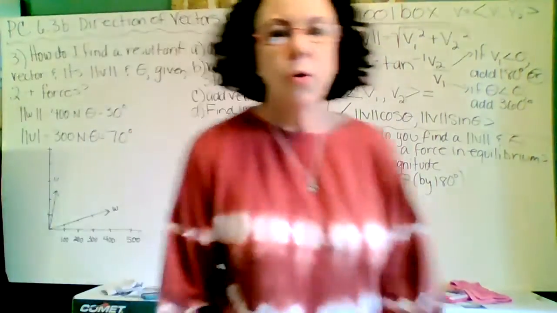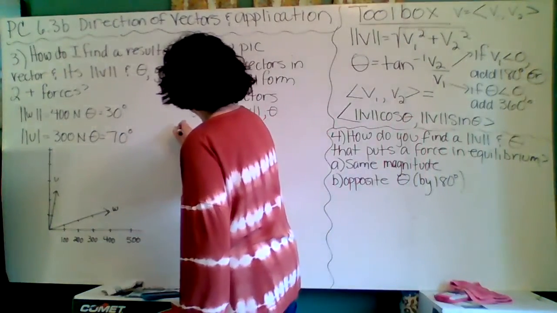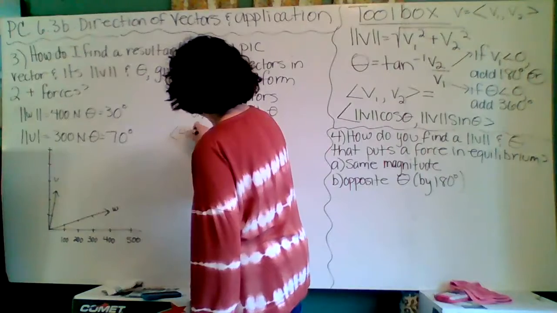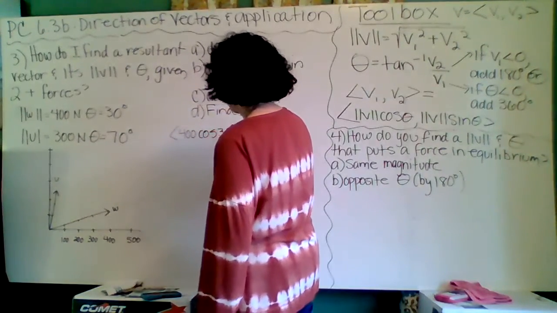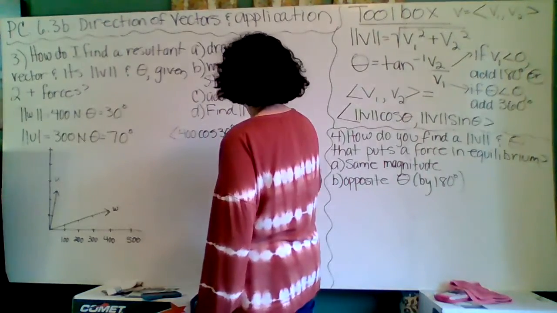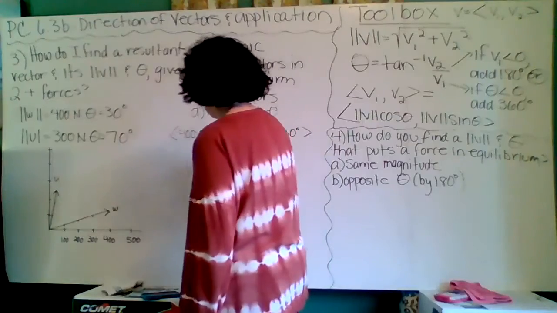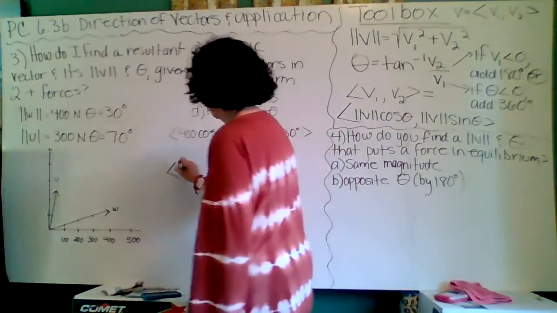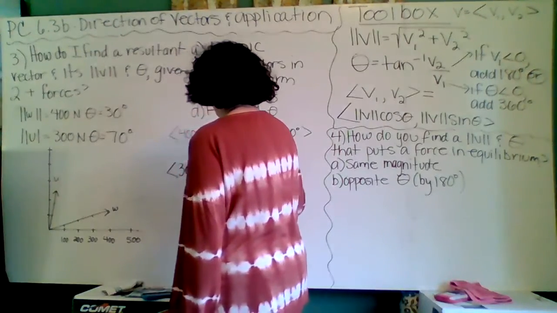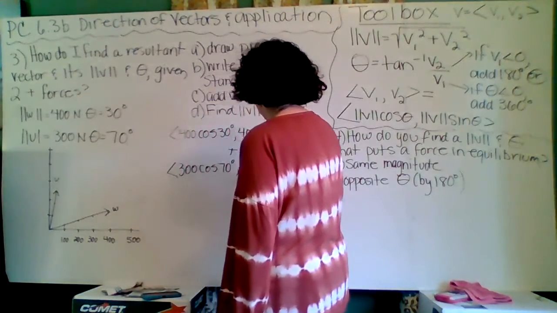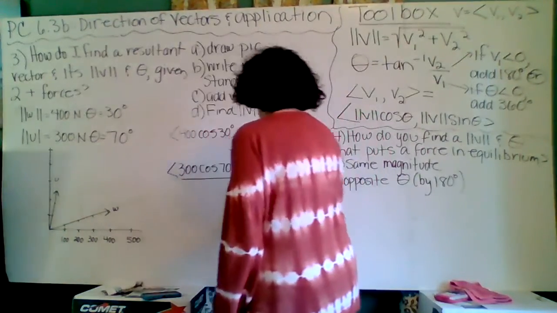Okay, let's go ahead and write our vectors in standard form. Vector W is 400 is the magnitude, cosine of 30, comma 400 sine of 30, plus vector U is 300 cosine of 70 and 300 sine of 70. And I'm going to add these together. So here we go.